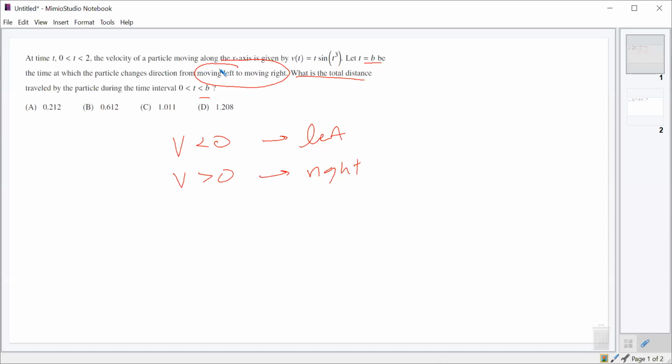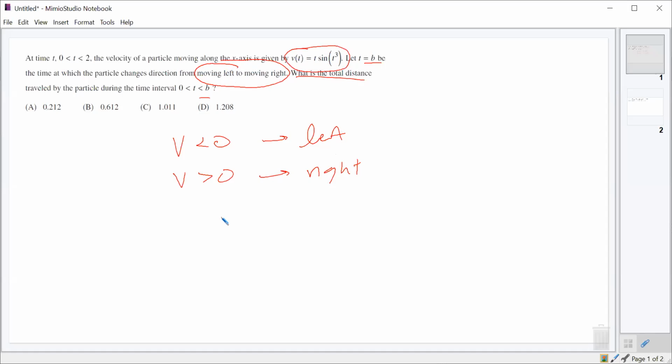Okay, so we're looking for when the particle is moving from left to moving right, and then we want to know the total distance it travels from 0 to that time where it starts doing that. So we know that velocity negative means left, velocity positive means right. We're given the velocity function.